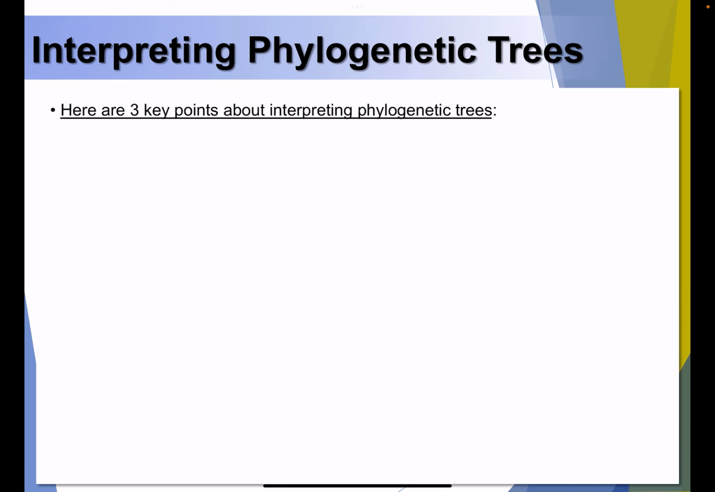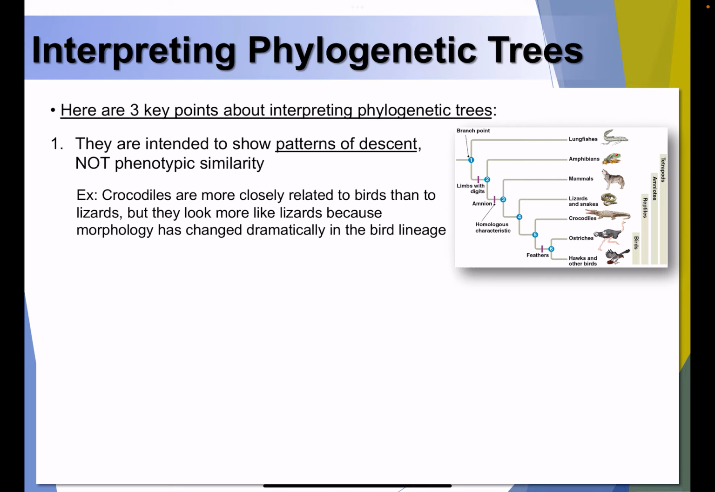All right, so here are 3 key points to remember about interpreting phylogenetic trees. Remember, interpreting them correctly is the key, because as the speaker was talking about in the previous video, even graduate students can make a lot of mistakes and confuse themselves and read the phylogenetic tree wrong. So this is why I want to emphasize how to interpret it correctly. First, they are intended to show patterns of descent, which is the common ancestor between 2 lineages, not phenotypic similarities.